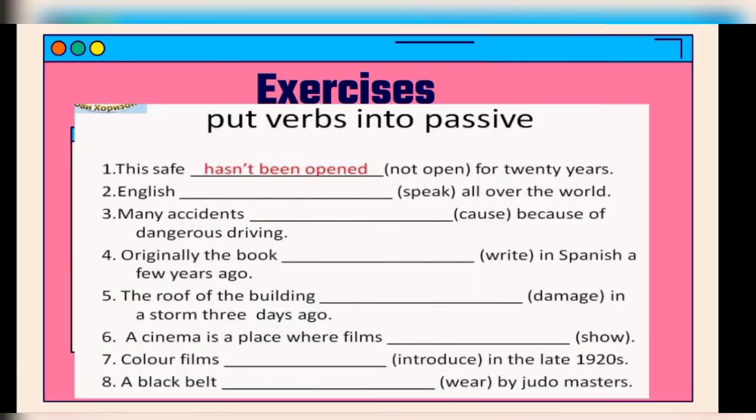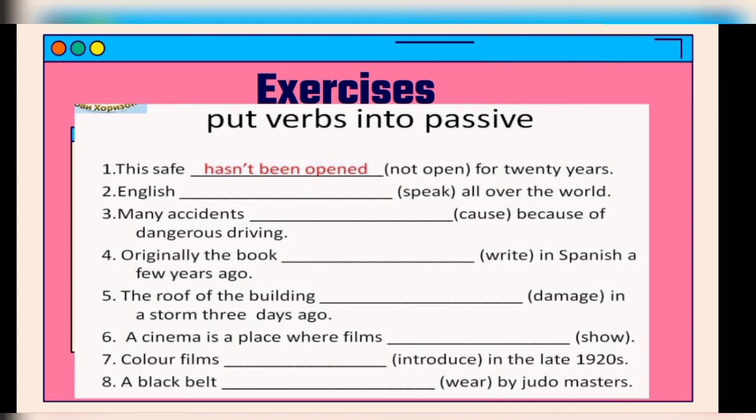So this is our exercises. Number 1, this safe hasn't been opened for 20 years. So number 2, I will correct only 2 sentences for you. So number 2, English blah blah blah speak all over the world. So with all over the world, we should put English, we should put present simple plus past participle. So English is spoken all over the world.